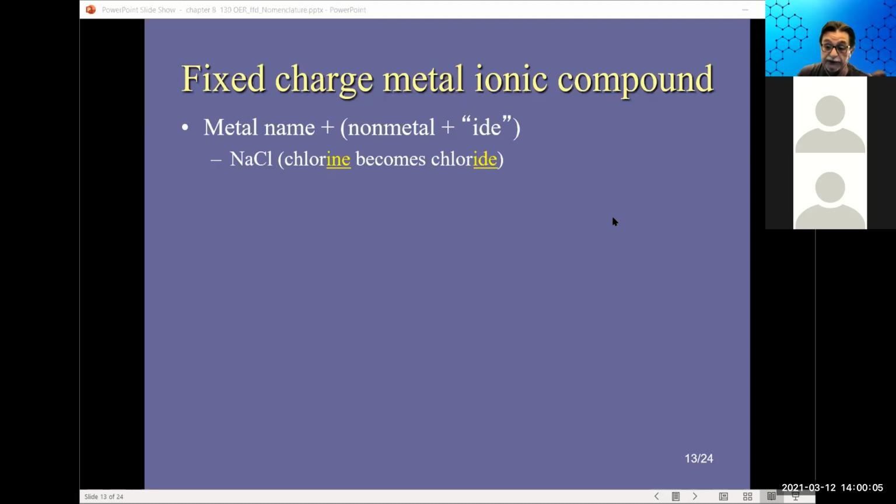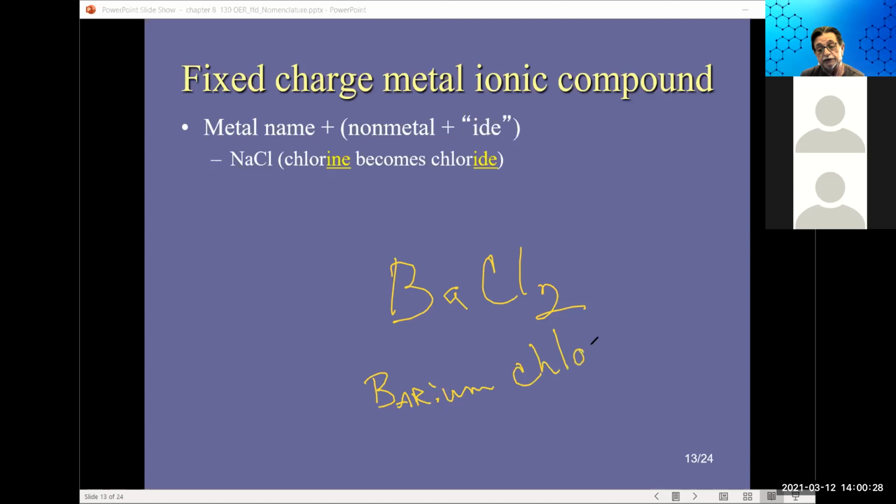Now, sometimes I've seen people make a mistake, and that's okay, it's an honest mistake. They see the formula of BaCl2 and they think, okay, this is barium, which that part's correct. But then they think that this is chlorine. Well, that part will be incorrect, right?